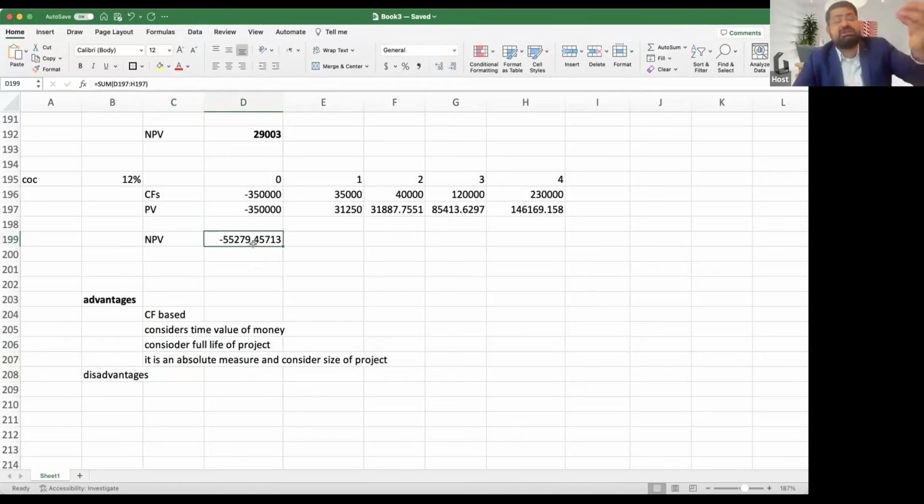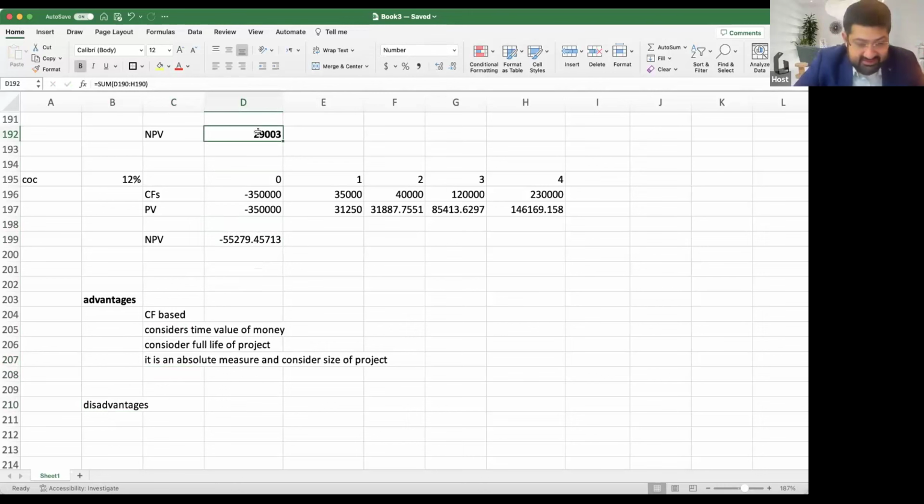How much is the wealth? Absolute measure means it gives the answer in quantity. This will be the wealth decreased, or this will be the wealth increased. ARR was saying percentage, a relative measure. Okay? Absolute measure, telling the quantity, talking about the exact impact on shareholders' wealth.